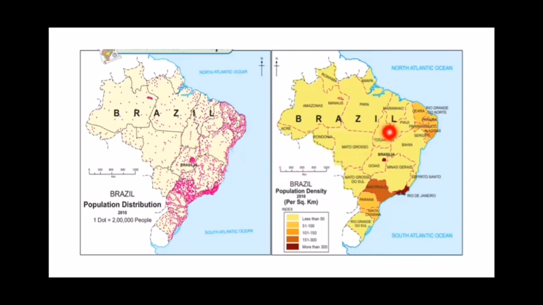Similarly, you can see in this map as well, that is showing you clearly the density of population. The light green ones show the less population in this area, whereas this area, that is Sao Paulo, has the highest number of population.